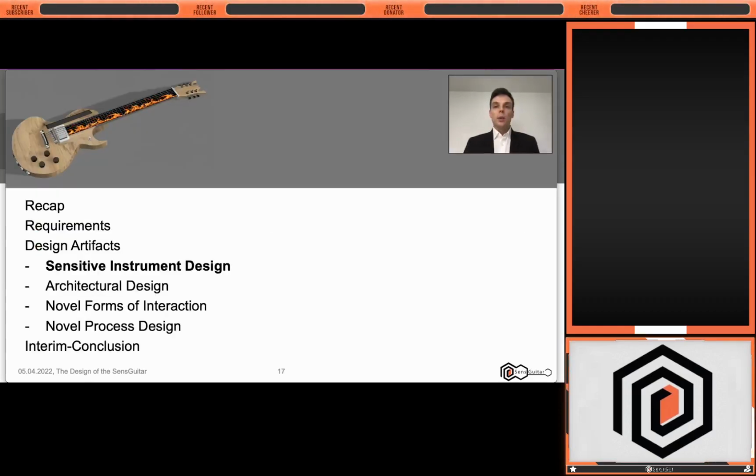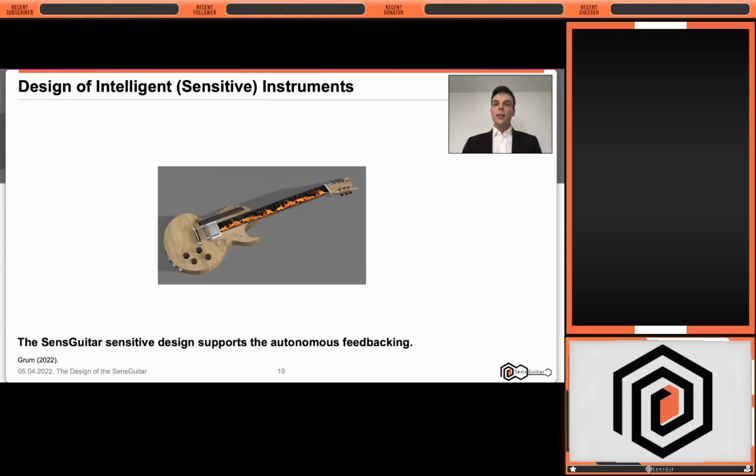But roughly speaking, what is the concept of sense instruments? Let's face the design of the SensGuitar as artifact. One of the design perspectives on the SensGuitar refers to the physical nature of the artifact. Here you can see the 3D modeling of the conceptual instrument and its components. We are going to face them component-wise.